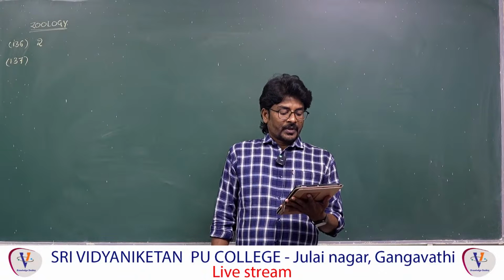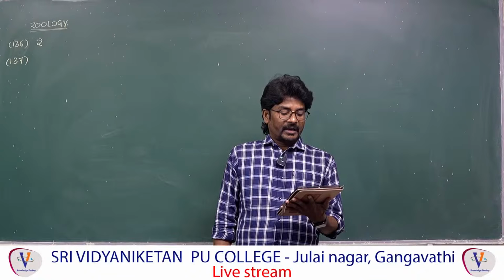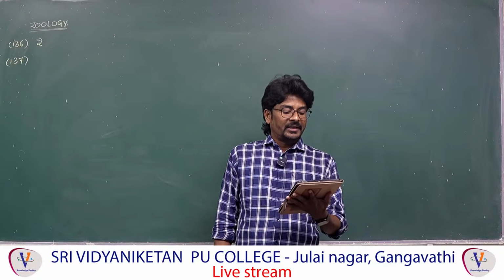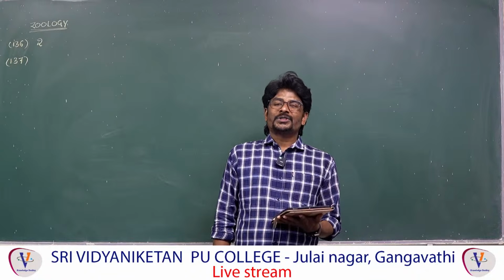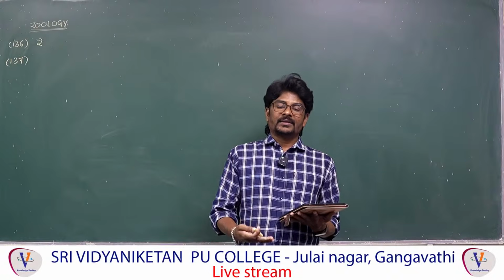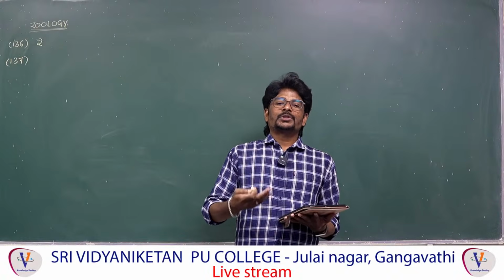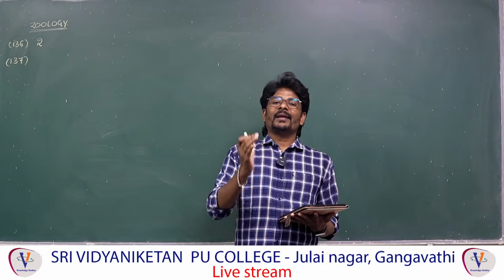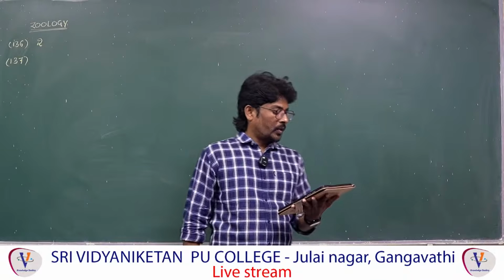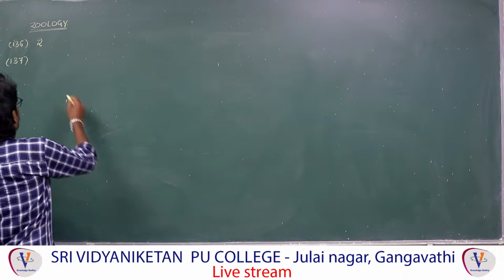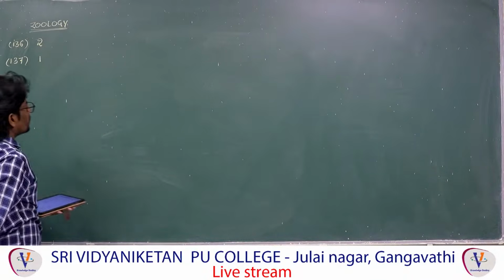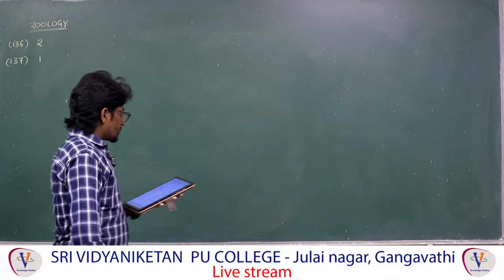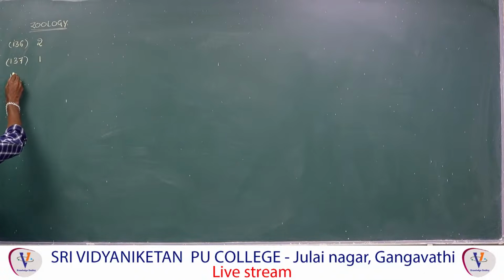According to Darwin, those better fitted to the environment leave more progeny than others. Why do the remaining animals not leave more progeny? Because they are not better adjusted to the environment. So, the correct answer is the first option. Next, question number 138.